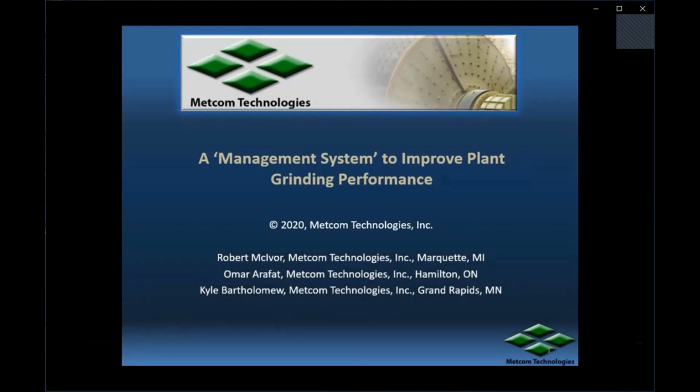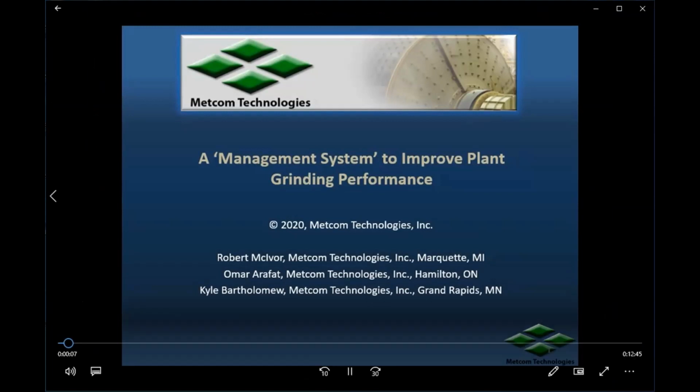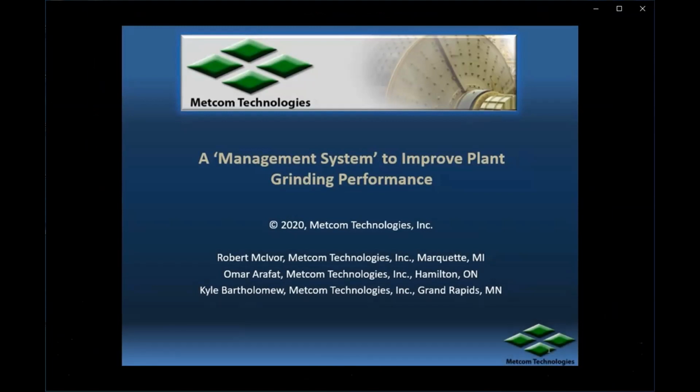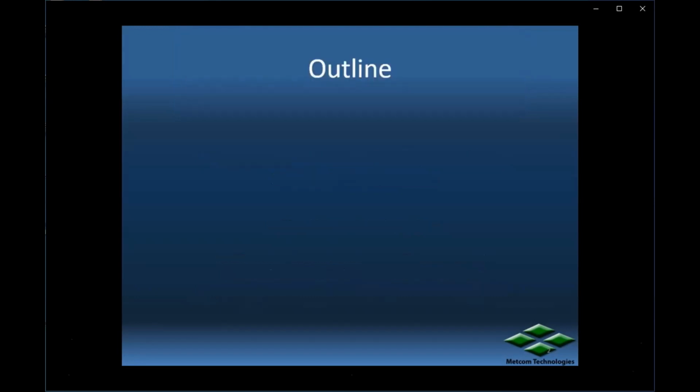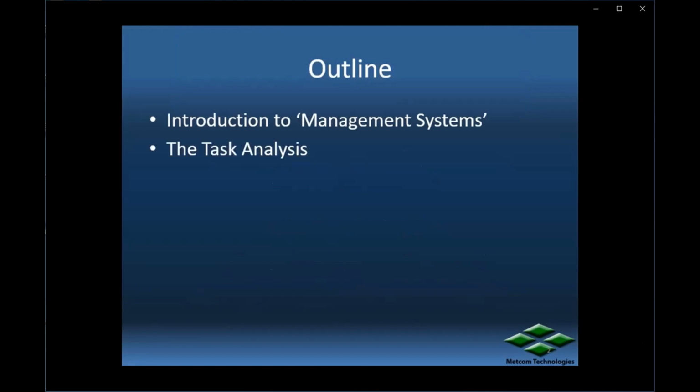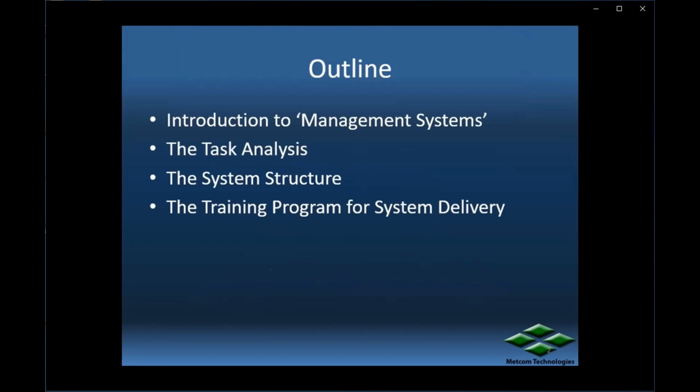Faced with the many challenges of successfully making plant grinding improvements with the use of the functional performance equation, a team was formed with 2 milling operations, grinding technical experts, and instructional design specialists. The result of these efforts is Metcom's management system to improve plant grinding performance. In this presentation, we will cover an introduction to management systems, the task analysis to determine the needed components of the system structure, and development of the training program for delivery of the system into operations.